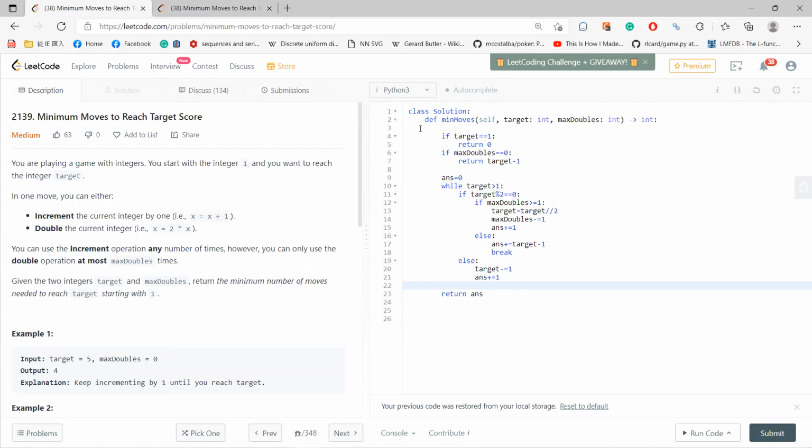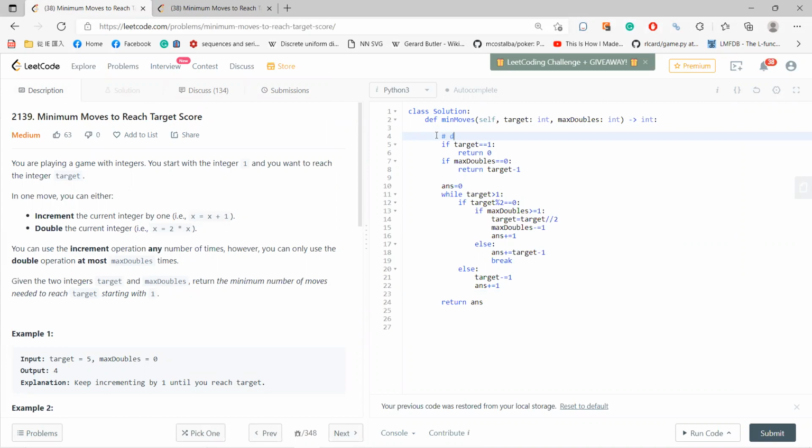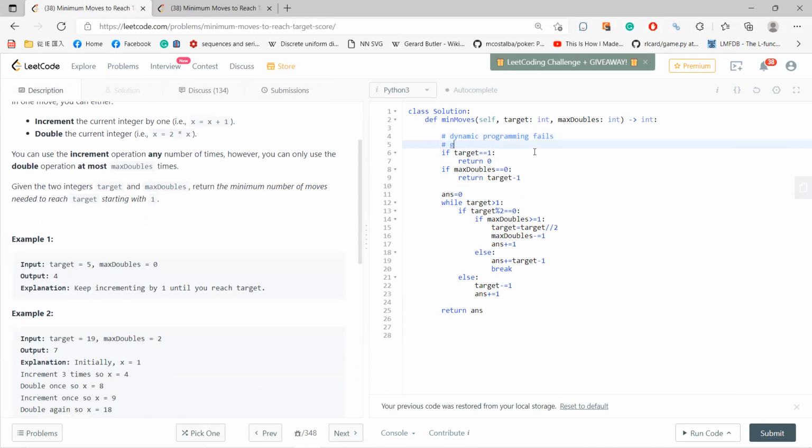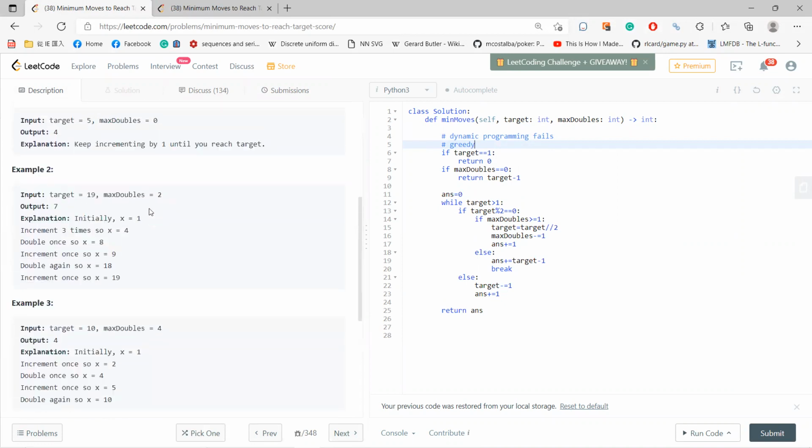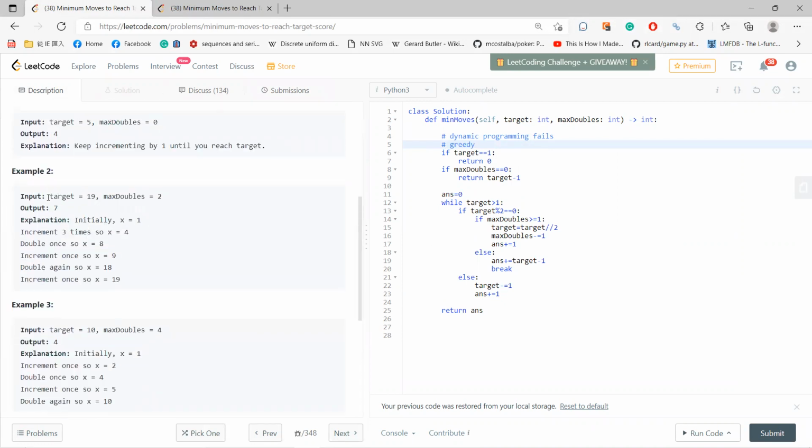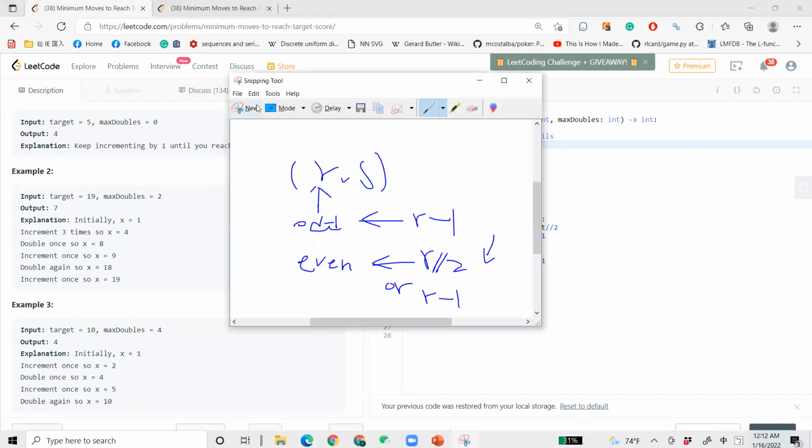So that brings us to the greedy algorithm, because we know that dynamic programming fails. The only way is the greedy. I just looked at these 2 examples and came up with the result. If the target is odd, then it must minus 1, so you go to 18. If the target is even, then you can just divide it by 2, so you go to 9, and then 9 is odd, so minus 1, and even, divide by 2. So the rule is this.